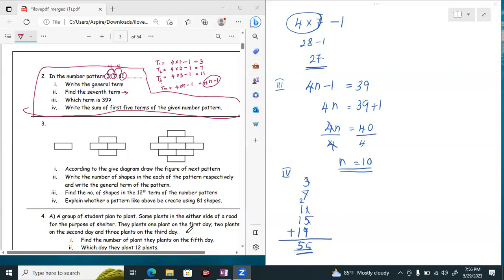Many are sending answers now. Very good. The answers are correct. Everyone send yours. Oh Shahida, please check your answer again.